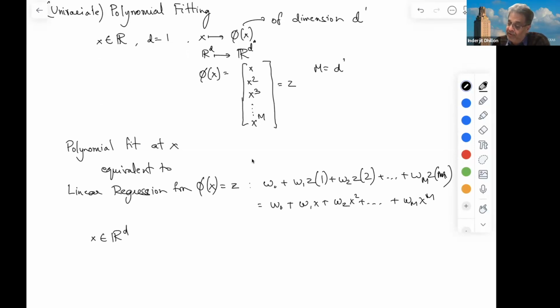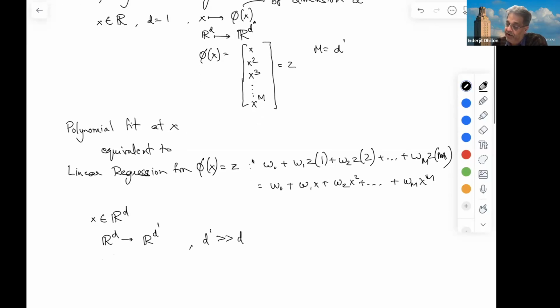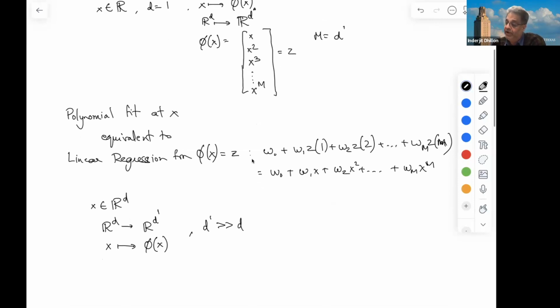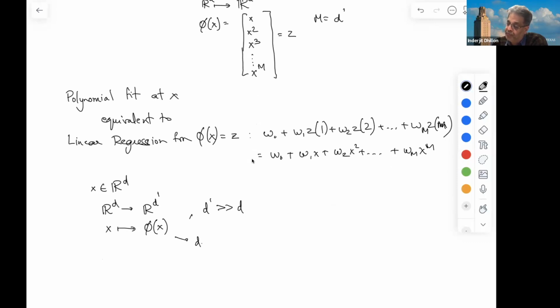So you typically are given R^D and you can map it onto R^D'. Typically, D' is much, much greater than D. So for example, here M could be much greater than 1, right? And the way we denote it is, you take x and do a nonlinear map called phi, and then we'll do prediction using phi of x.